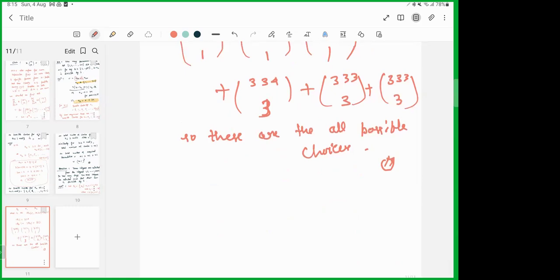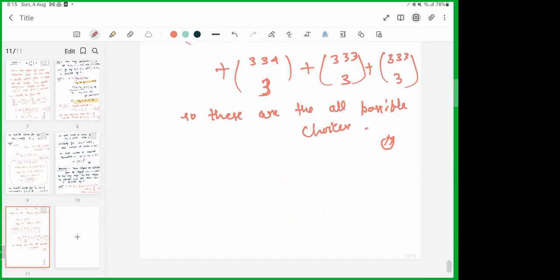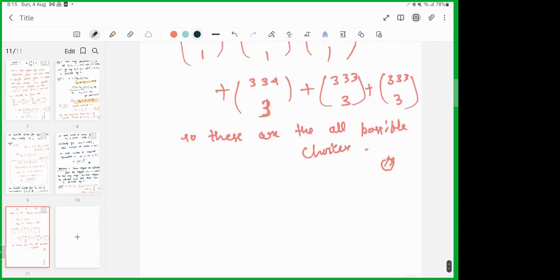So let's go ahead. This problem will take much time, so let's do it at last. Before this, we will do one more problem. This one. So, question.